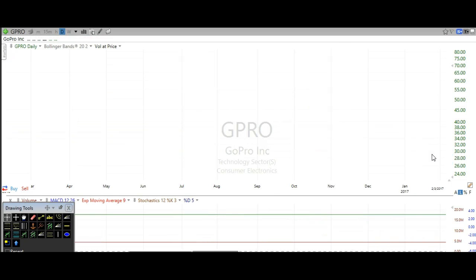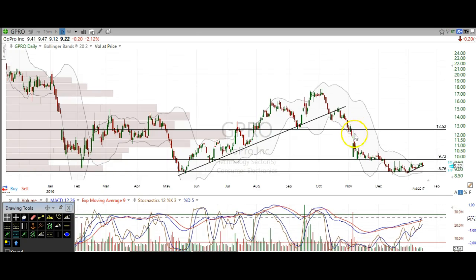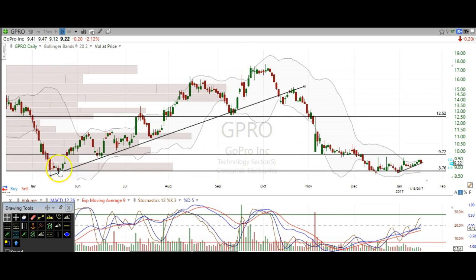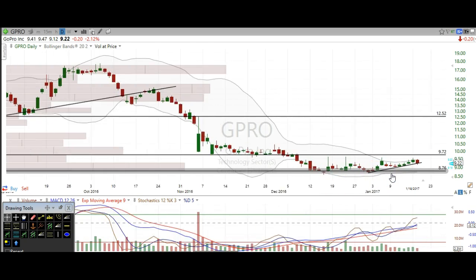Oh, funny that we were just talking about GoPro. So GoPro here, you can see that we're at a decent support. This is near all-time lows, about 875 approximately. You can see we got a bounce right here in May of last year, and then you can see we're reacting to this level again right here.